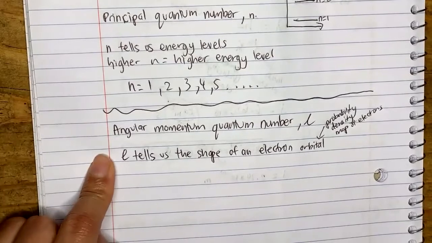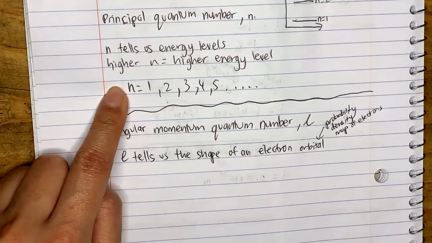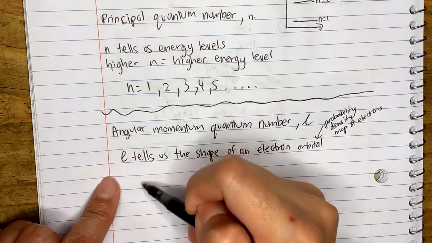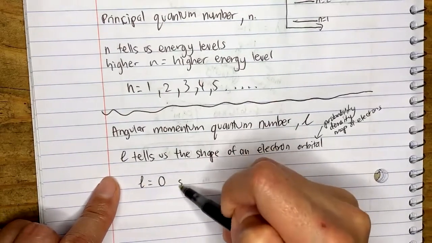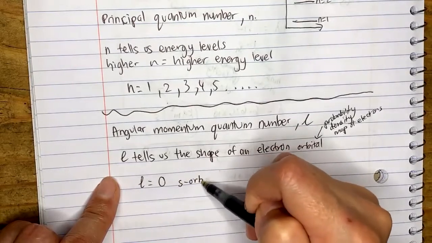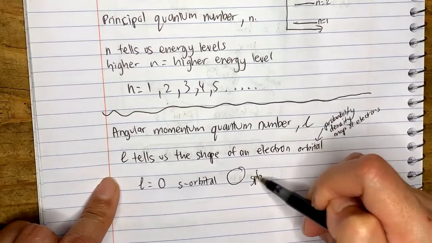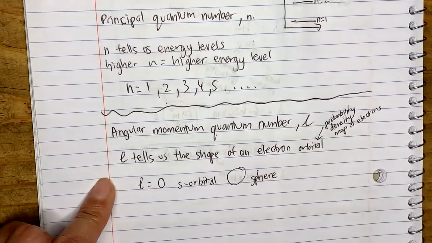So L tells us the shape. N tells us what energy level. Is it low energy? Is it high energy? L tells us what shape it will be. So on the slide there, we were talking L is 0 is an S orbital, and it looks like a sphere. Yeah, but my sphere doesn't look that good, does it? But you get it, it's a sphere.